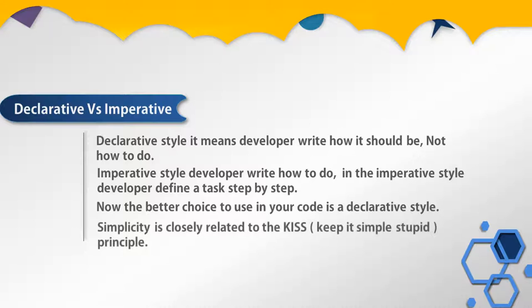Simplicity is closely related to the KISS principle. KISS stands for keep it simple stupid. The gist is that a simple system works better. But why is declarative style a better choice? The benefit is that declarative style makes your code simple, reduces complexity, and makes your code easier to read and understand. Now let's take a look at a small difference between declarative and imperative style.